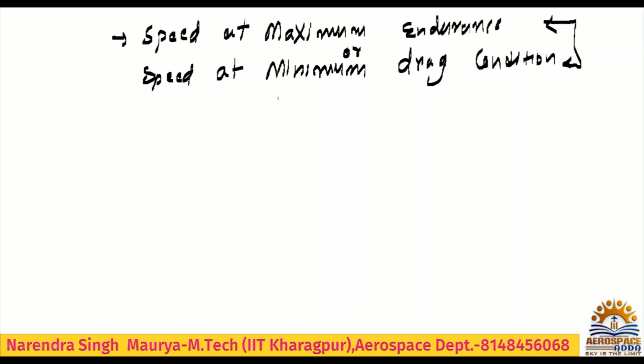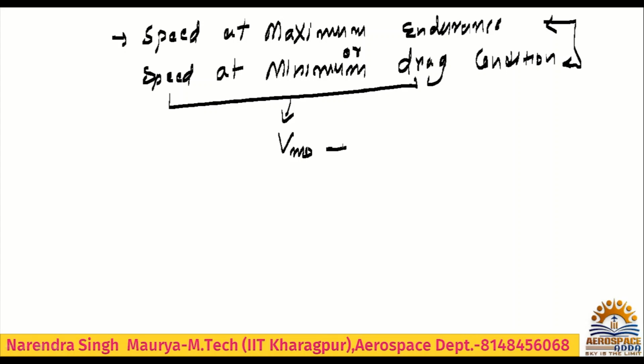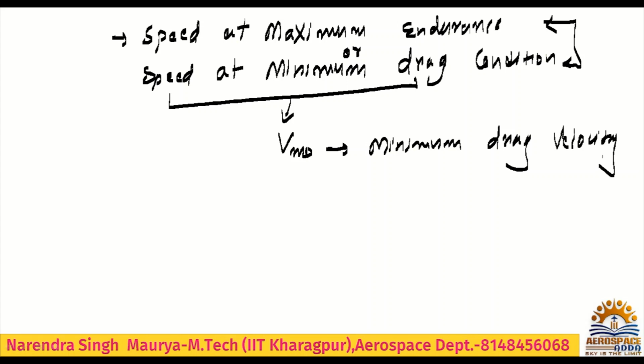So the speed at minimum drag condition is denoted by VMD. This is the minimum drag velocity. It is called minimum drag velocity. You know very well the generic formula for steady level flight.